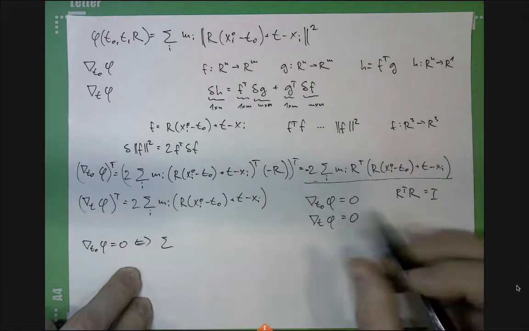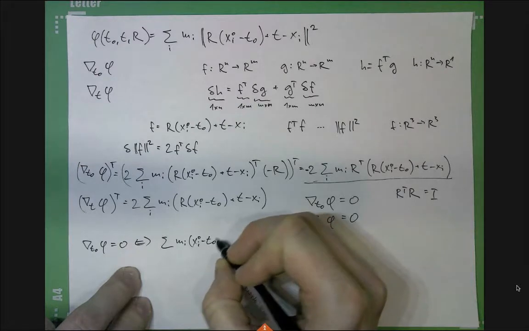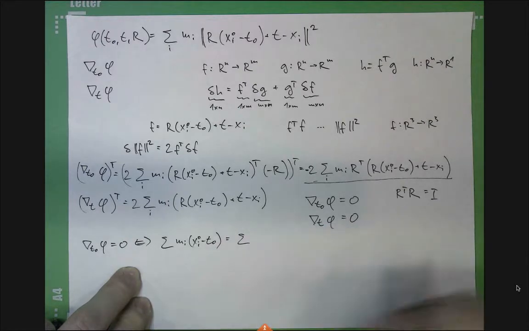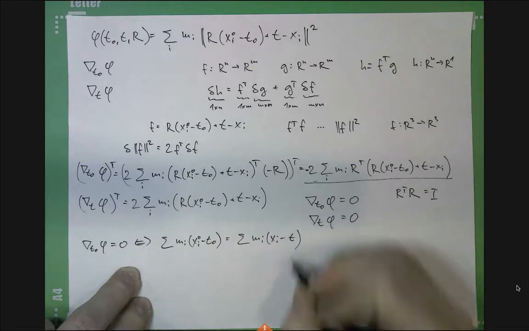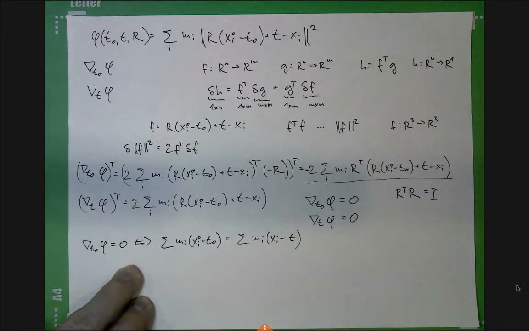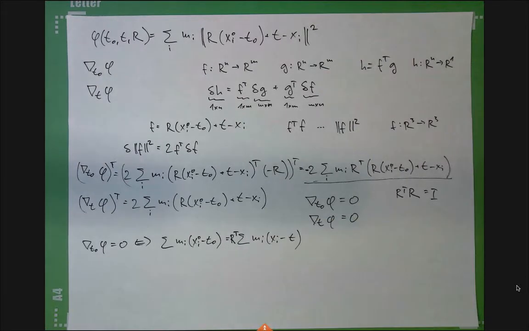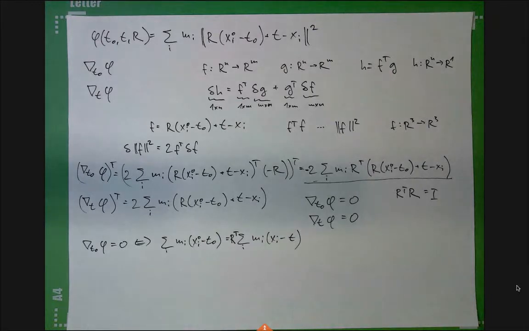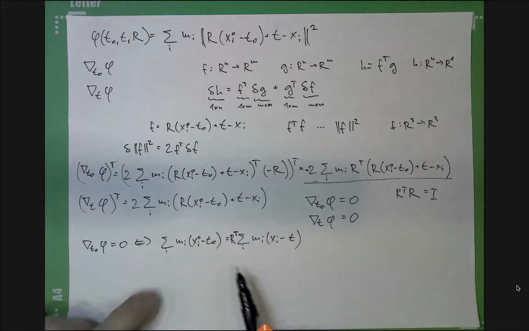So if I plug in this, I can write it like this. So this is going to be sum over m_i (x_i0 minus t0), and it has to be equal to sum of m_i times (x_i minus t). Where did I make a mistake? I made a mistake here. Okay, and that's summing over i, summing over all the points there. Is that correct? I think it is correct.